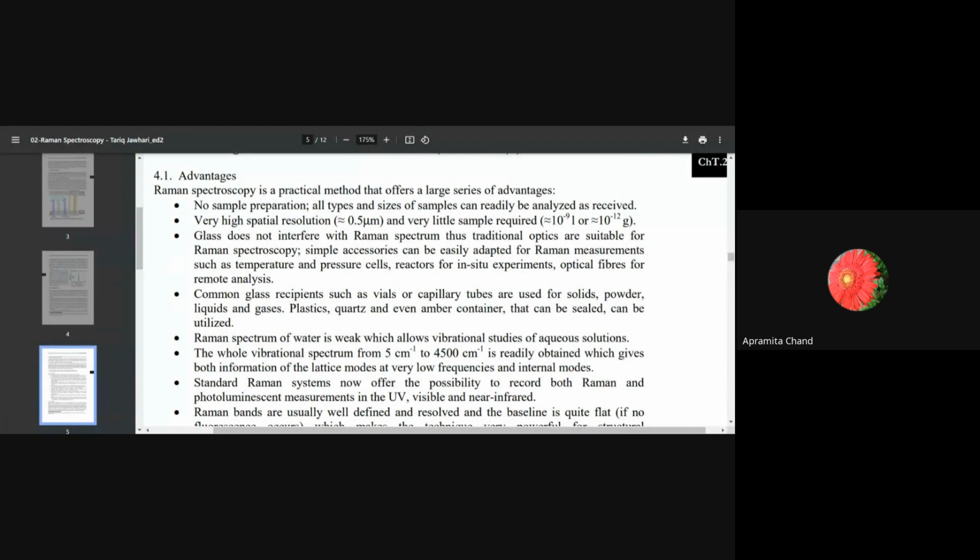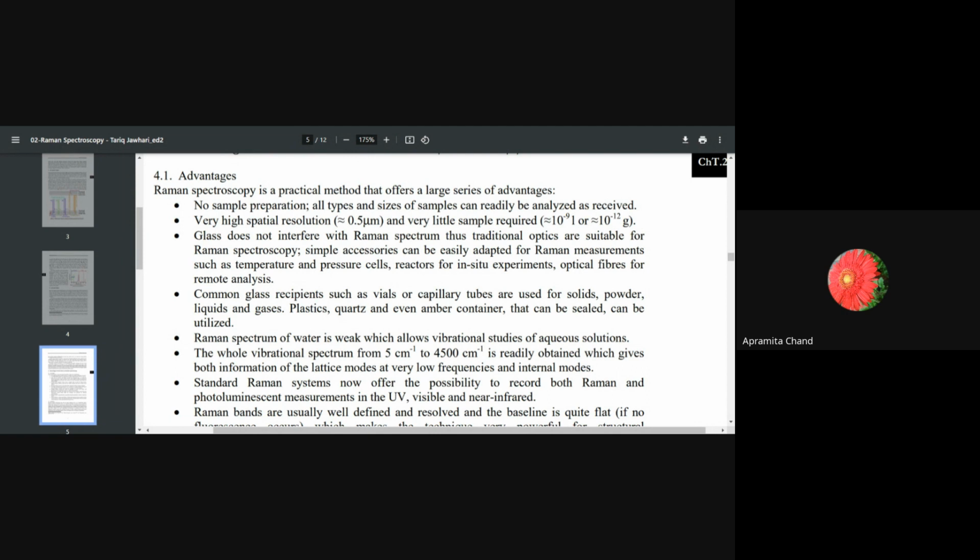Like in IR, we had to do a little bit of mulling. You add a little bit of solvent, you knead it, you form it into a tablet, then you analyze the sample. Here no sample preparation is required. So all types and sizes of sample can be easily analyzed as received.